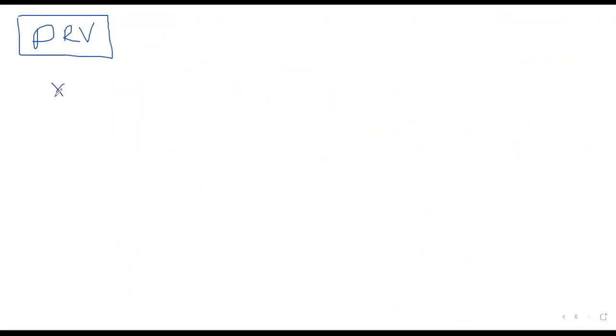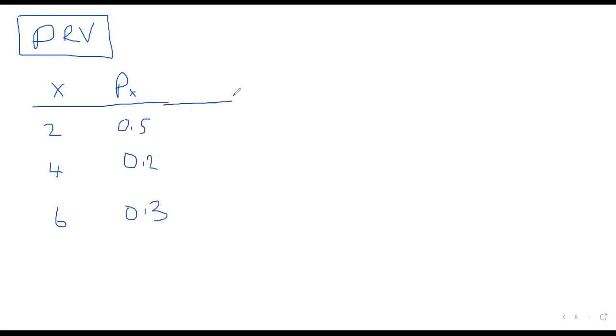You'll be given the value of x and the probability of x. Here we have 2, 4, 6, then the probabilities, for instance, are given as 0.5, 0.2, and 0.3. You're asked to find the mean, the variance, and standard deviation, 6 marks. This one doesn't miss, it always comes.